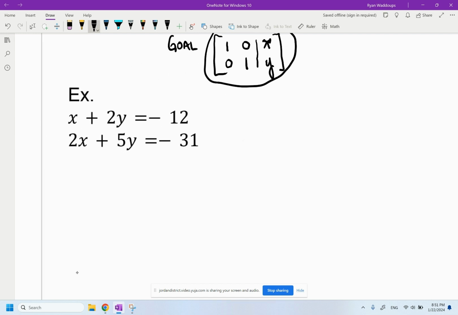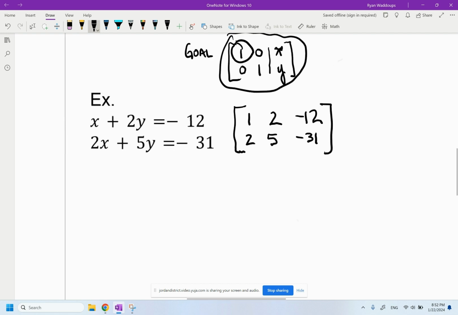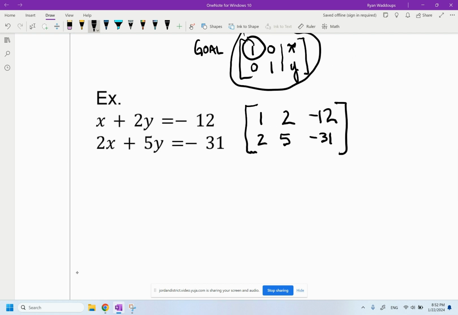First thing we want to do is make the augmented matrix. The coefficient of x is 1, then we've got 2, and then we have negative 12. And then down on the bottom row, we've got 2 and 5 and negative 31. And that is our augmented matrix. Now, we like that there's already a 1 in that space right there, so it wouldn't make any sense to switch rows. We're going to keep that 1 there. But I want to make this 2 a 0.